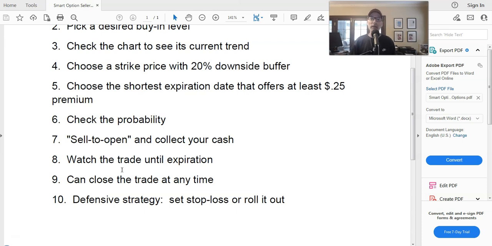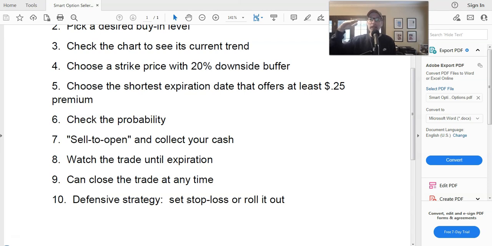You just have to buy that option back. You buy the option back to close out the trade. It's called buy to close. Sell to open, buy to close. Now, your defensive strategy is, you can set a stop loss. If the stock falls down to $70, you can say, I don't want to be in this trade anymore.